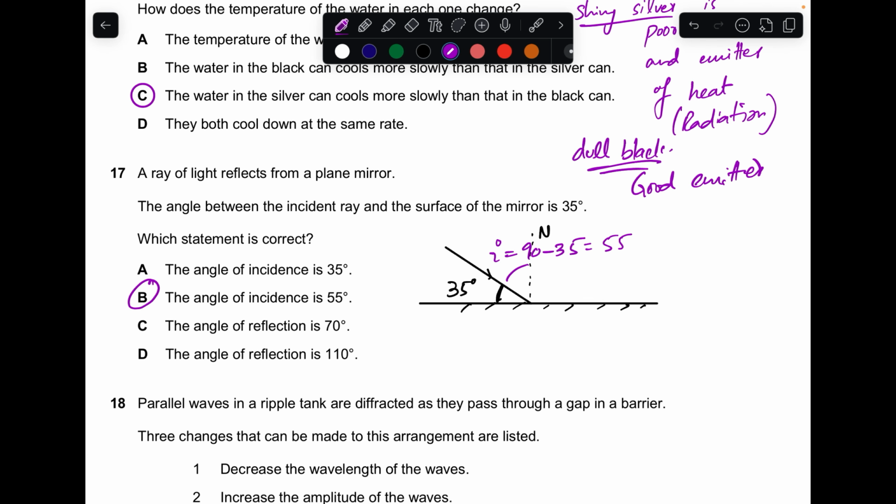Okay, first you need to understand the scenario. We always measure the angles with the normal, not with the surface.